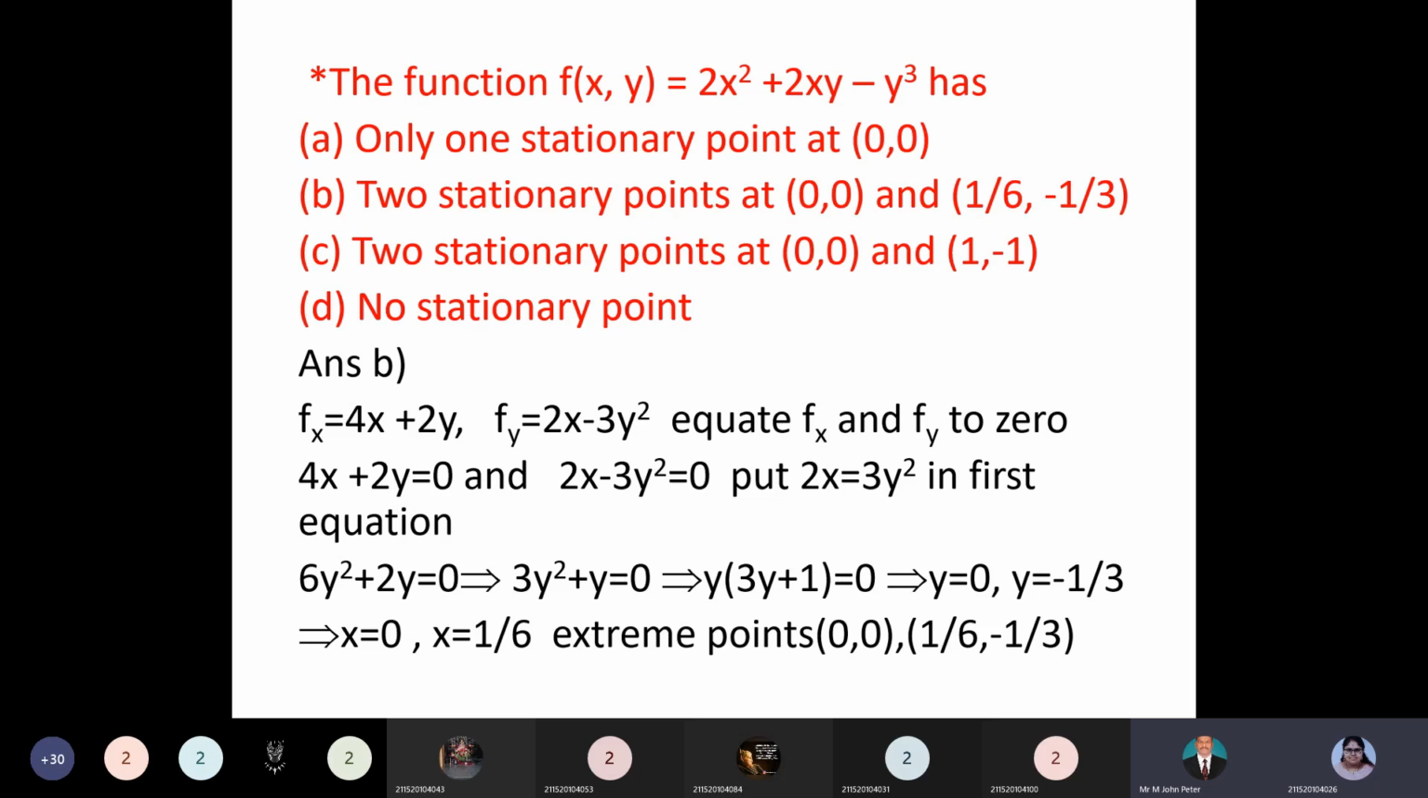X value as a first value. So it is a second case. For this case, two stationary points we get: (0, 0) and (1/6, -1/3). If they have asked in the question at which point it takes a maximum or minimum value, in the 5-mark question, we can solve further. If it is a 5-mark question, they won't give options. You have to solve manually and upload the answer.